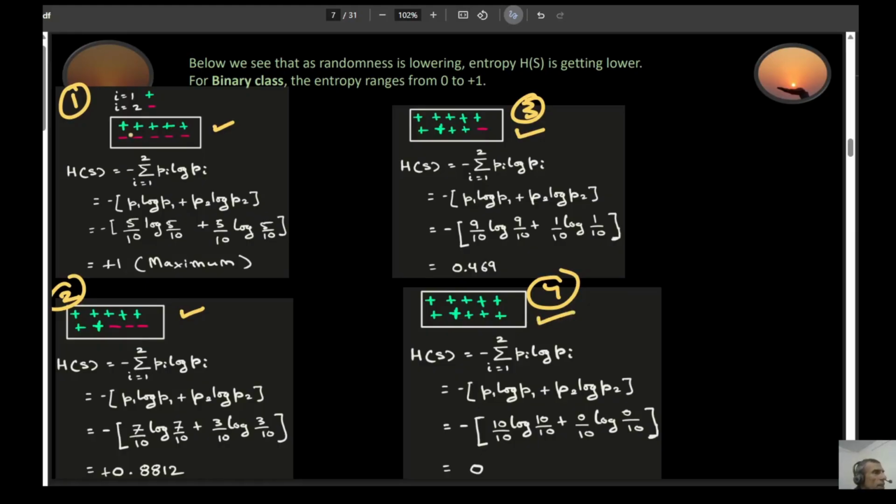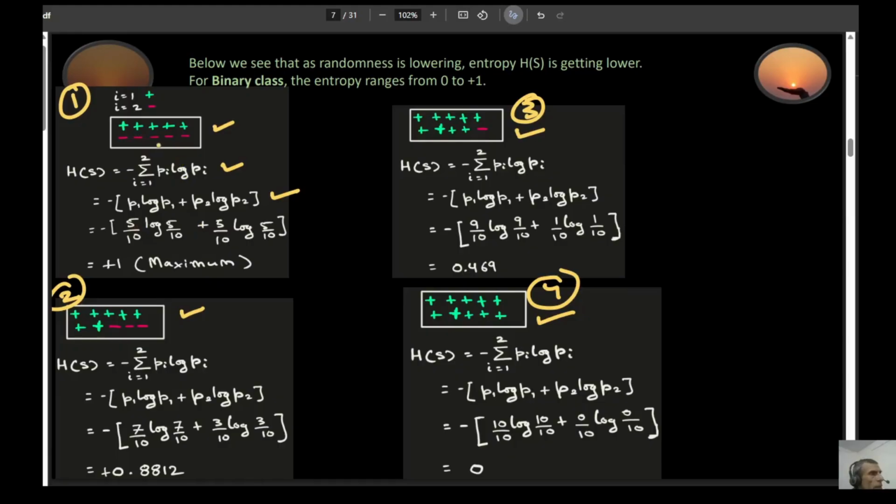So let's calculate the randomness of this. I'm using that formula right here. I'm just substituting my P1 and P2. In this case, my P1 would refer to how many pluses I have, or what fraction of plus I have. In other words, what is the probability of obtaining a plus? In this case, it's going to be 5 over 10.